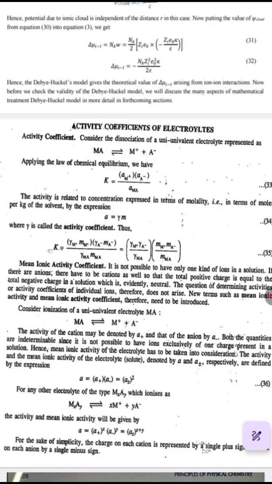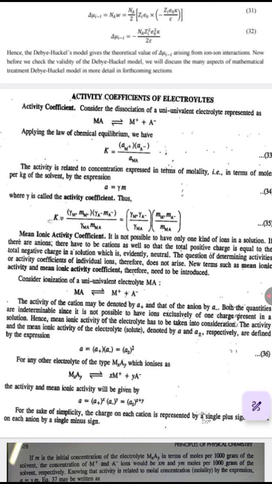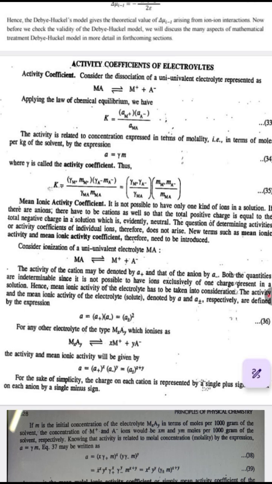Now, putting the value of psi cloud from equation 30 into equation 3, we get del ui minus I equals Na w equals Na by 2 into zi e naught into minus zi into e naught into k by e, equation 31. Del ui minus I equals minus Na into zi square into e naught square into k by 2e, equation 32. Hence, the Debye-Huckel model gives the theoretical value of del ui minus I arising from ionic interaction. Now, before we check the validity of Debye-Huckel model, we will discuss many aspects of mathematical treatment of Debye-Huckel model in more detail in forthcoming sections.